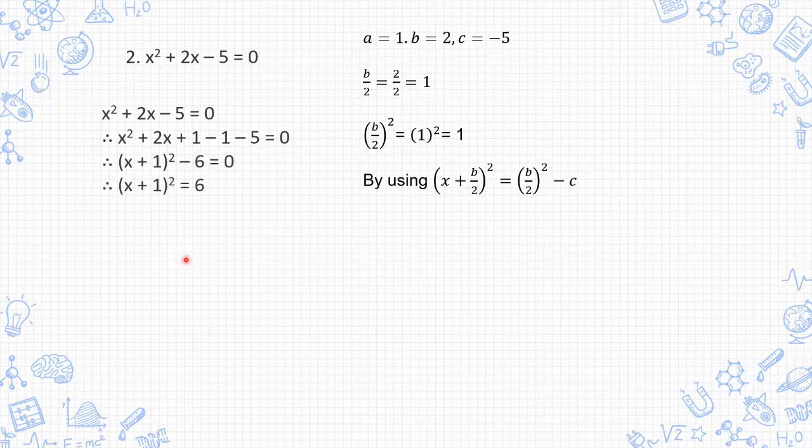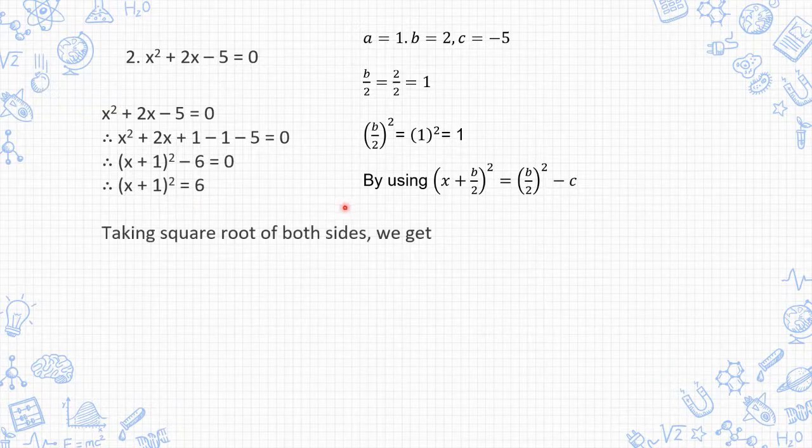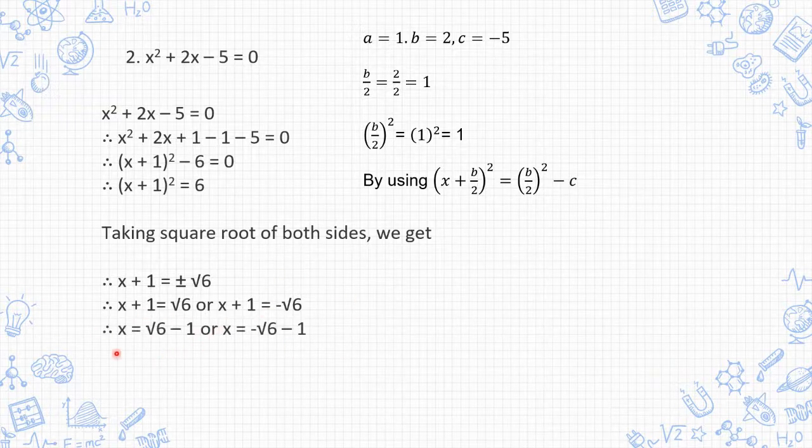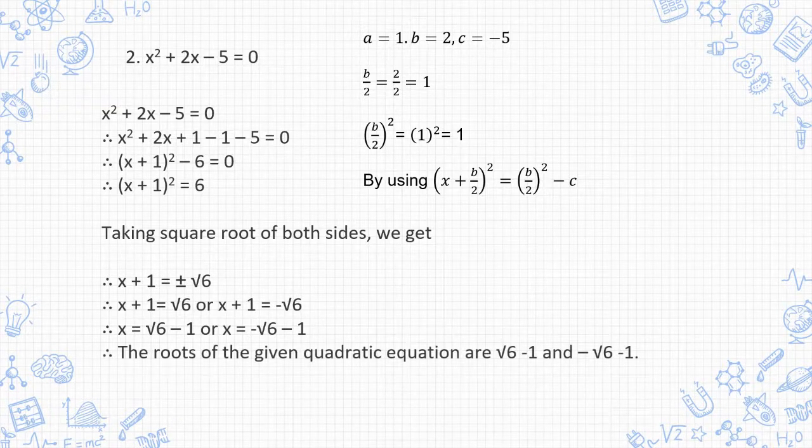So now if you take minus 6 on the other side, you'll get x plus 1 the whole square equal to 6. Now you take square root on both the sides. So it becomes x plus 1 is equal to plus or minus root of 6. And we'll just separate it. x plus 1 is equal to root 6, or x plus 1 is equal to minus of root 6. Take plus 1 on the other side in both of the cases. So we get x to be root 6 minus 1, or x is equal to minus of root 6 minus 1. So the two solutions of this quadratic equation are root 6 minus 1 and minus root 6 minus 1.